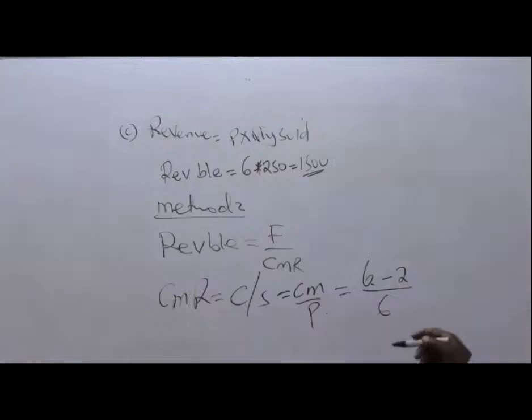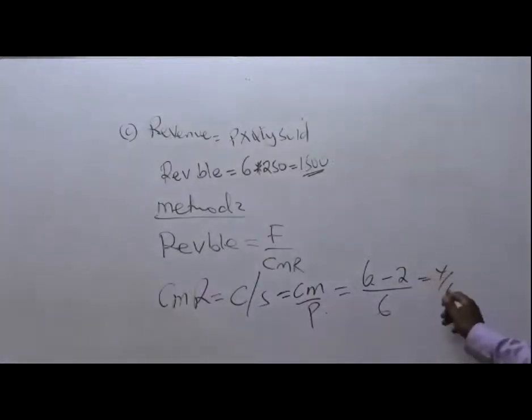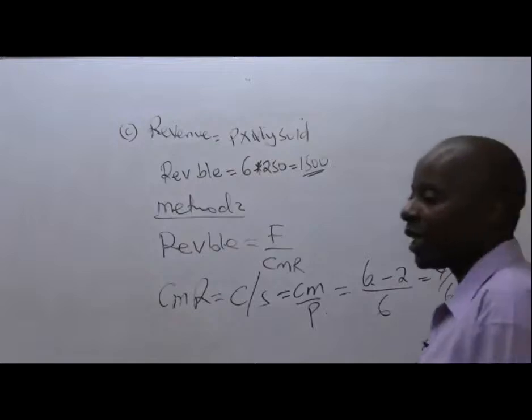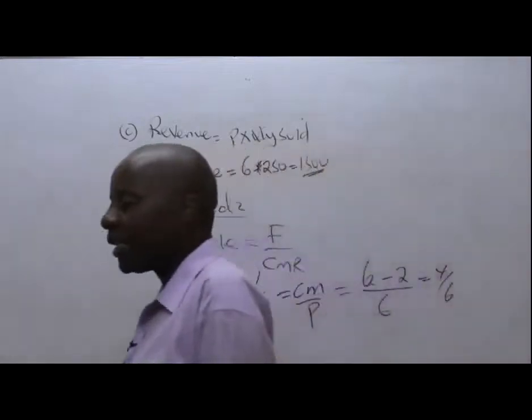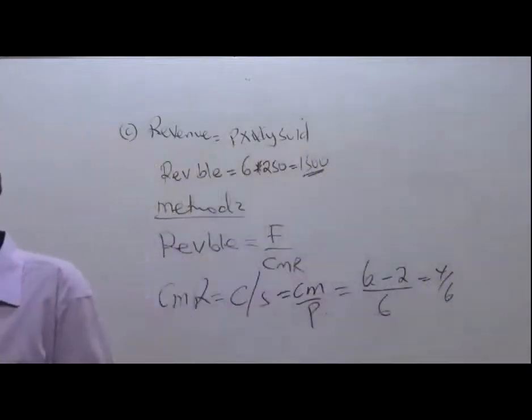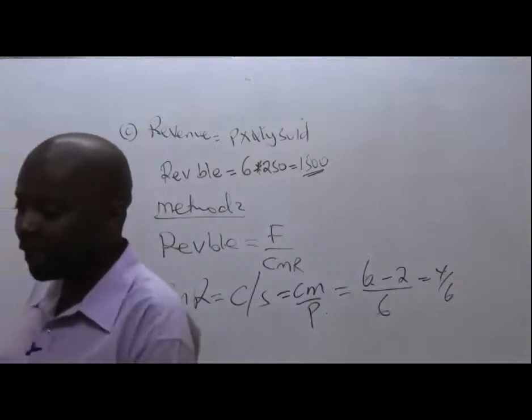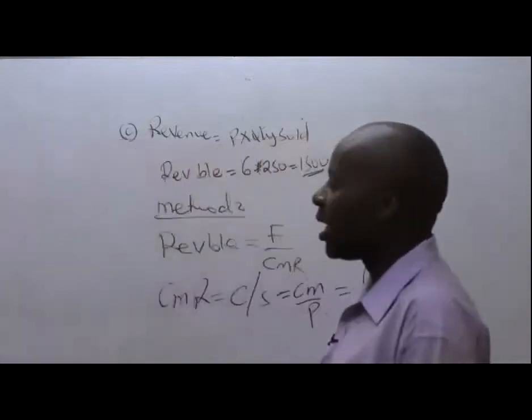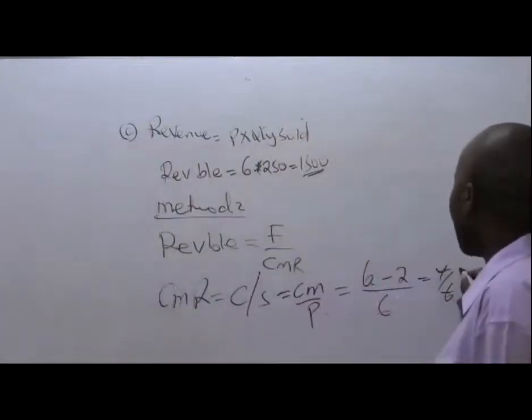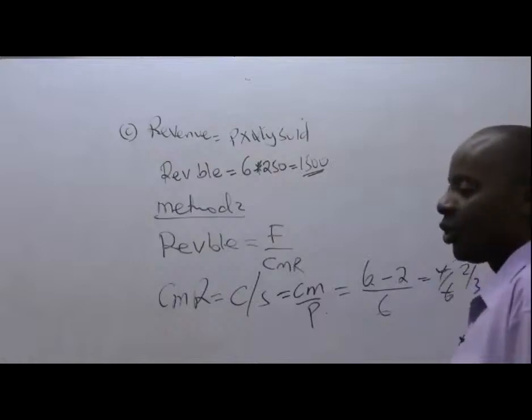So then, ladies and gentlemen, this boils down to 4 over 6. Could you kindly give me this answer? 4 over 6 will end up giving me what figure? If it's recurring like that, I would rather just leave this as a fraction, 2 over 3.